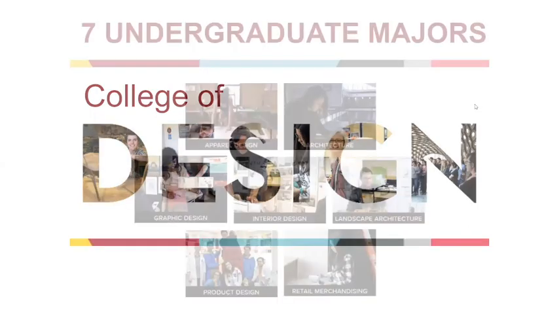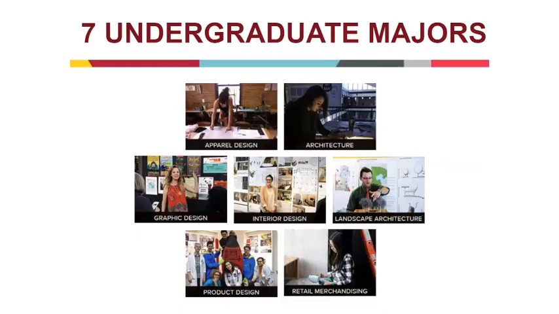So like I said, there are 7 undergraduate majors within the College of Design. Students are admitted directly to their major. We'll go through each one of these individually later in the presentation, so I won't spend too much time on them here. However, one thing I did want to point out right now is that most of these majors do operate on strict studio sequences, and this is important to know for transfer students.